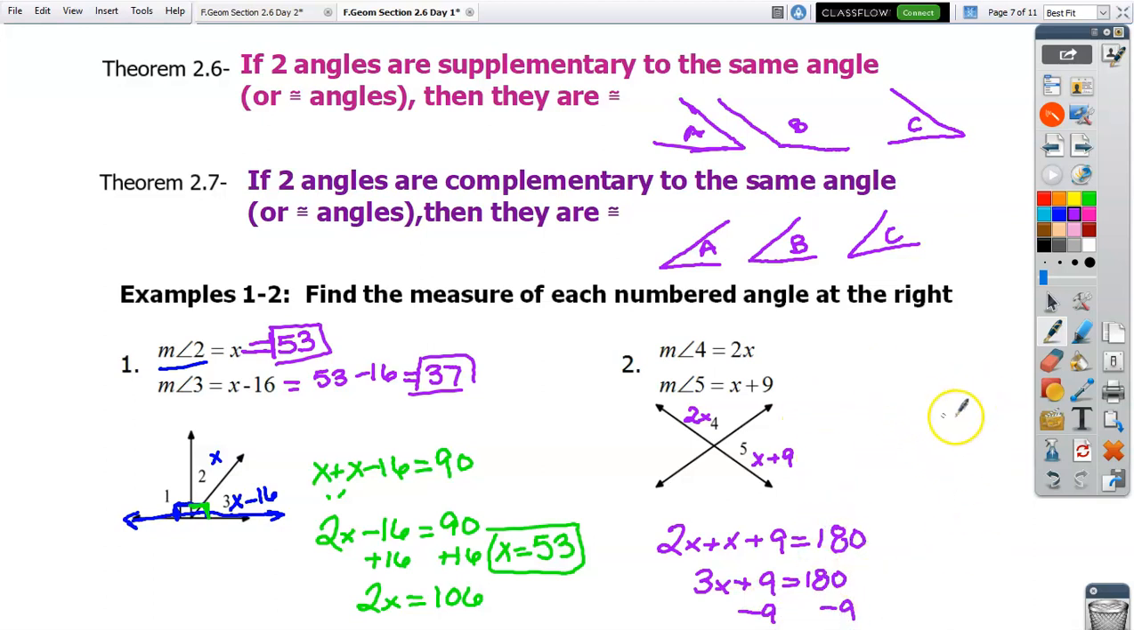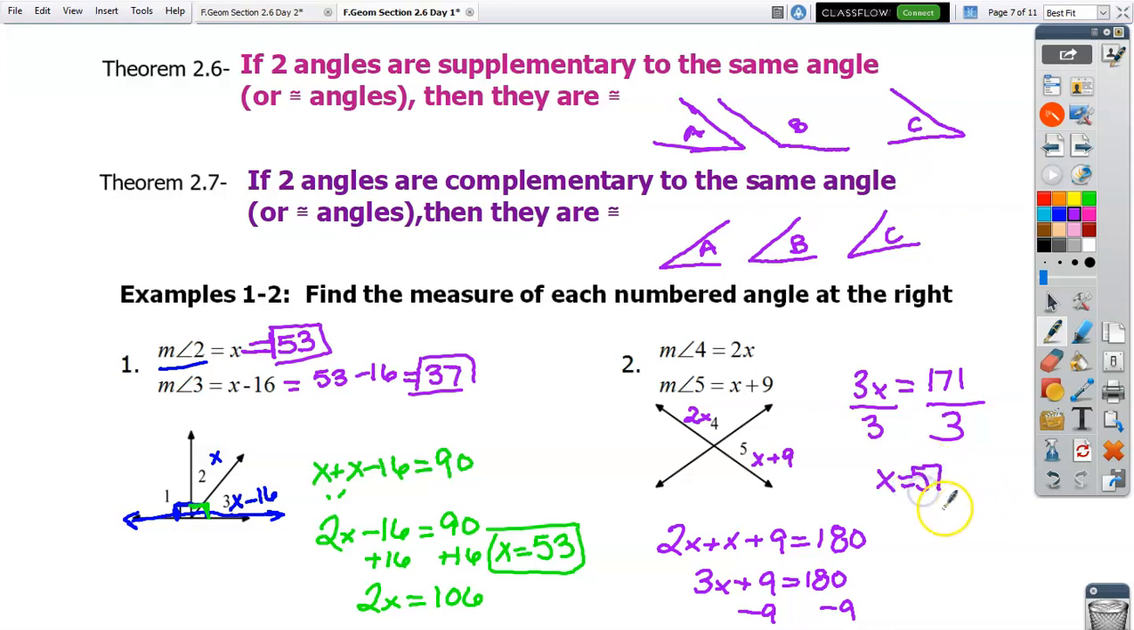So let me move up here. 3x equals 171. Divide by 3, divide by 3. Let me do that in my calculator really quick. So I got x equals 57.